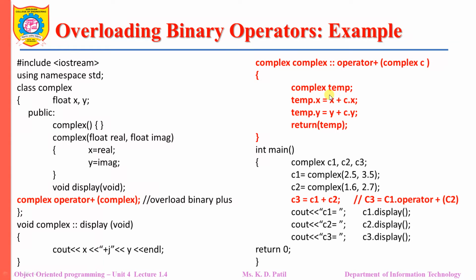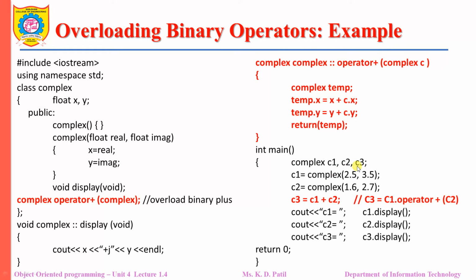Now, the addition of the real numbers and imaginary numbers will be performed over here. This x will come from the object C1, that is, x is the real part of object C1 and c.x is the real part of C2, and the addition of those two objects' real parts will be stored in temp.x. In the same way, y is the imaginary part of C1 whereas c.y is the imaginary part of C2, and the addition of that imaginary part will be stored in temp.y. So this is how the complex operator function will be defined over here.